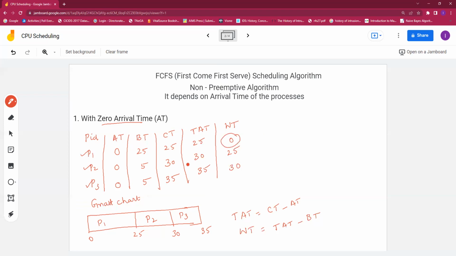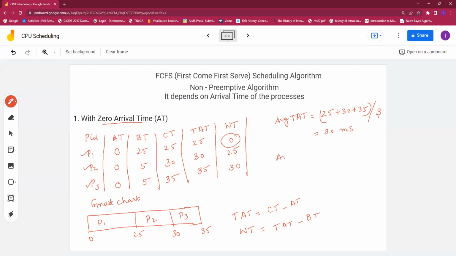Once this table is over, we need to find out the average turnaround time, average TAT. You know the TAT values of all three processes, so you have to add them, 25 plus 30 plus 35, divided by the total number of processes. Here the total number of processes is 3, so divided by 3. That means it is 30 milliseconds. So the average turnaround time for a single process is 30 milliseconds.